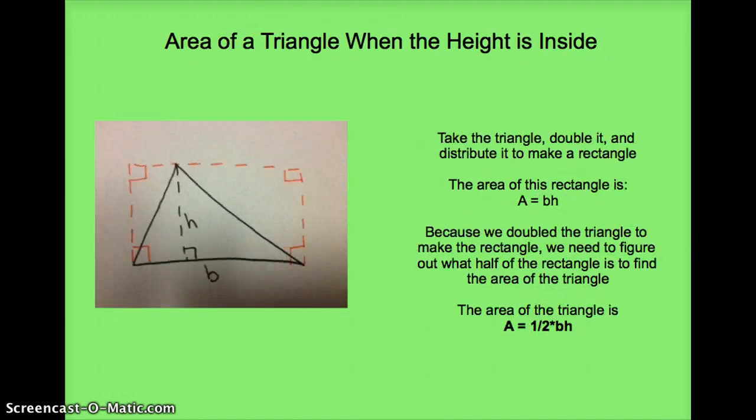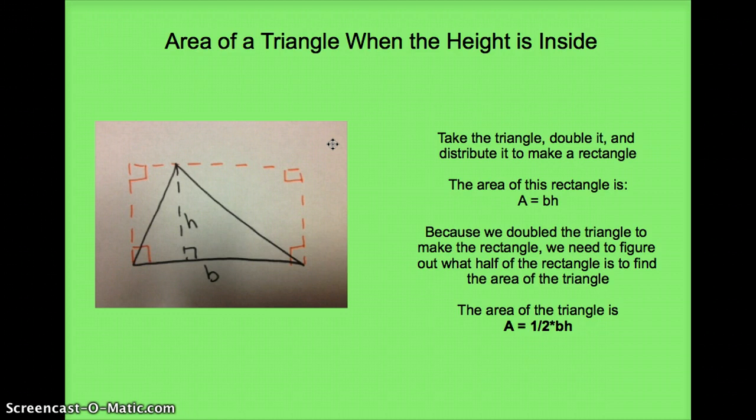So now let's look at the area of a triangle when the height is inside. Similar to the last problem, we are going to take this initial triangle, this black triangle, and we're going to double it. But instead of rotating the piece as a whole, we're going to distribute the two parts of this copy. We're going to take this part of the triangle and move it over here, and we're going to take this part of the triangle and move it over here. So now we have distributed the pieces.